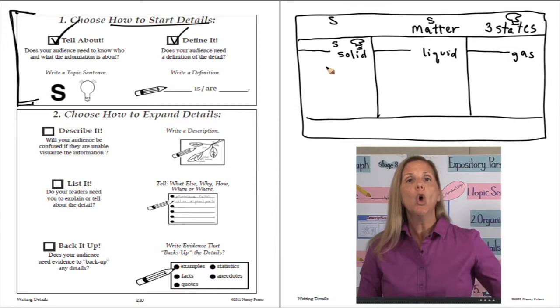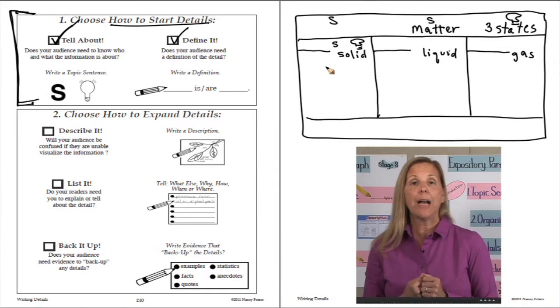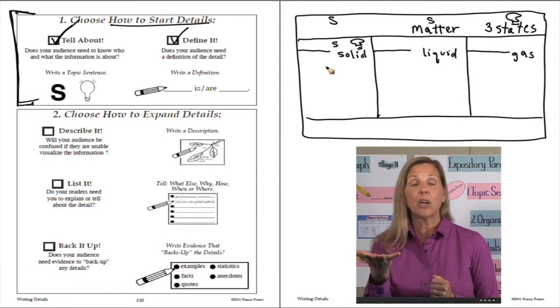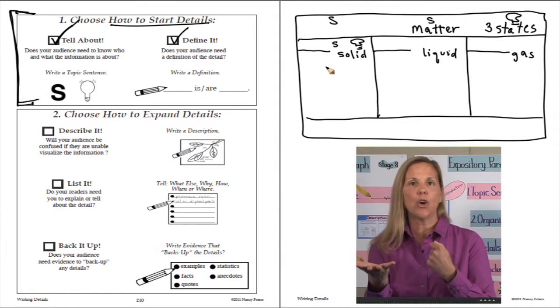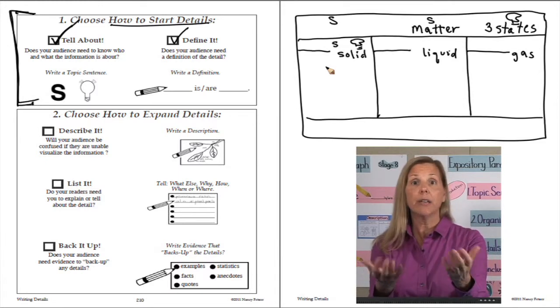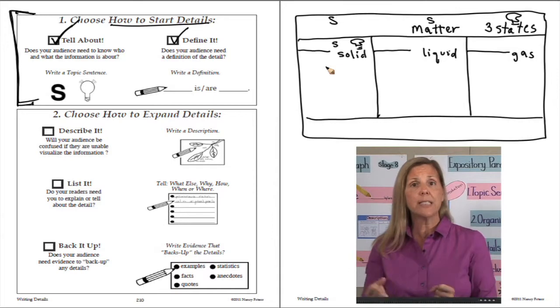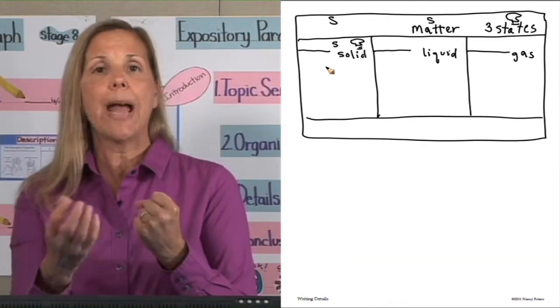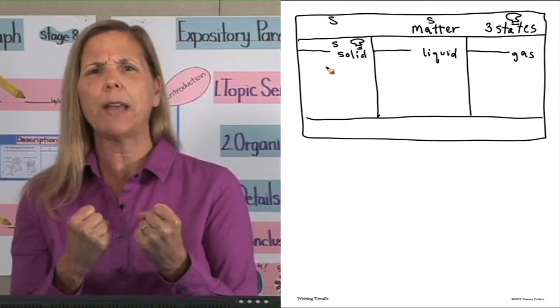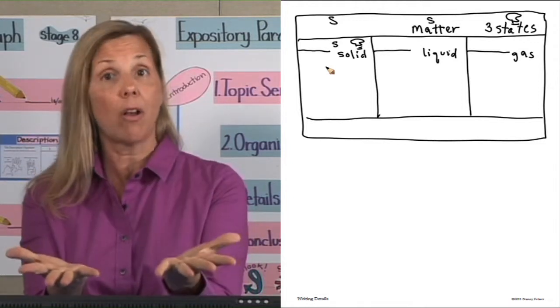S light bulb: who or what is this information about? It's about the states of matter. What detail are you telling about the states of matter? It can be a solid. So now I need to say this in a complete sentence. One state of matter, or, I said state already, maybe I'll say form. One form of matter is a solid.